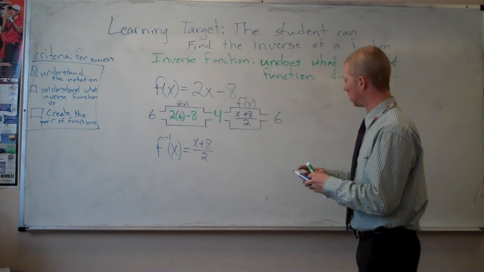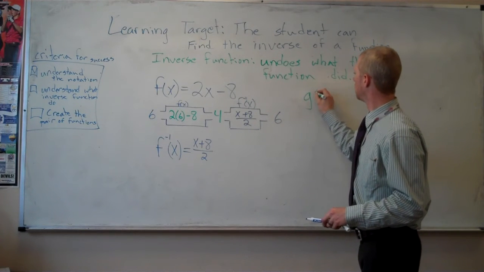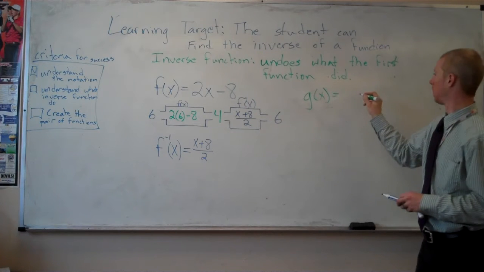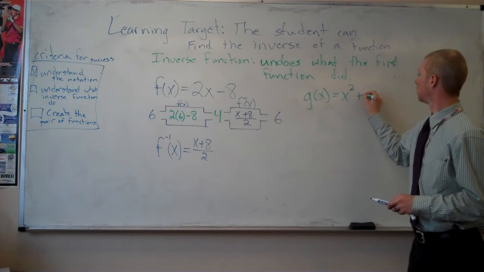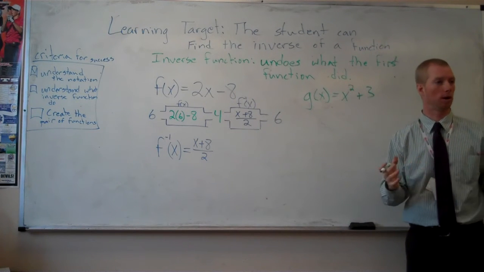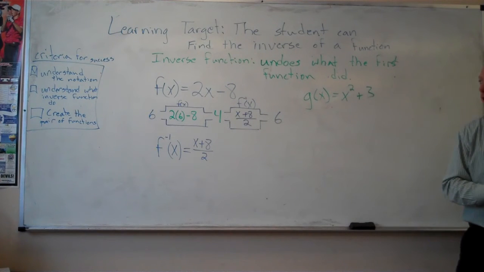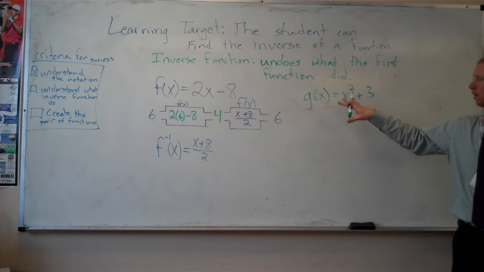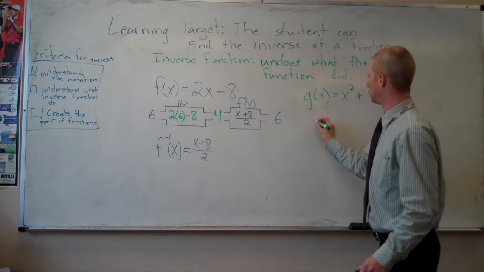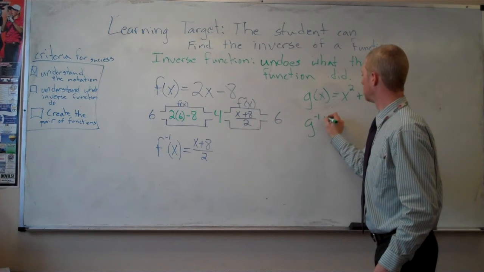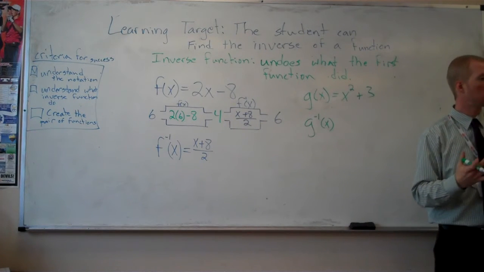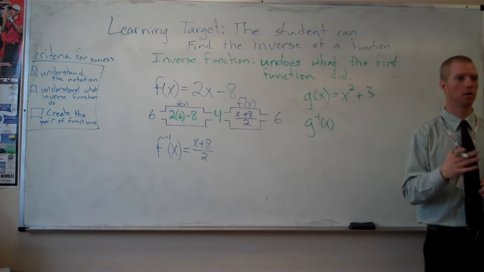Let's say g of x equals x squared plus 3. If I have g of x equaling x squared plus 3, what is g negative 1 of x? Well, another way you can think about this, guys, is list out your steps.